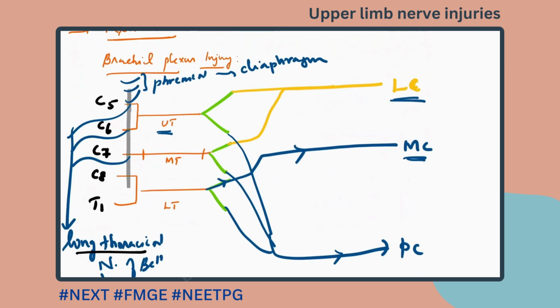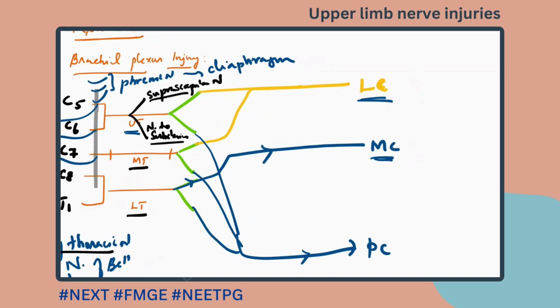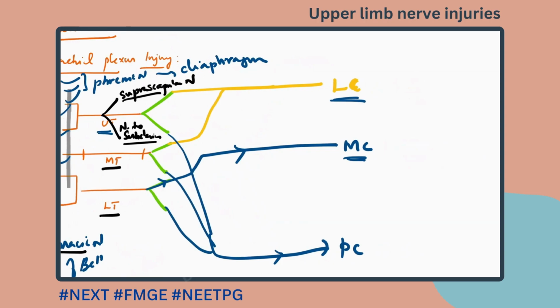Now coming to the upper trunk. From the upper trunk, you have two nerves arising at this junction. One is the suprascapular nerve. The other nerve seen here is the nerve to subclavius. The middle trunk and lower trunk have no branches. Only the upper trunk gives two branches, suprascapular nerve and nerve to subclavius. The divisions do not have any branches. From the cords, you get three.